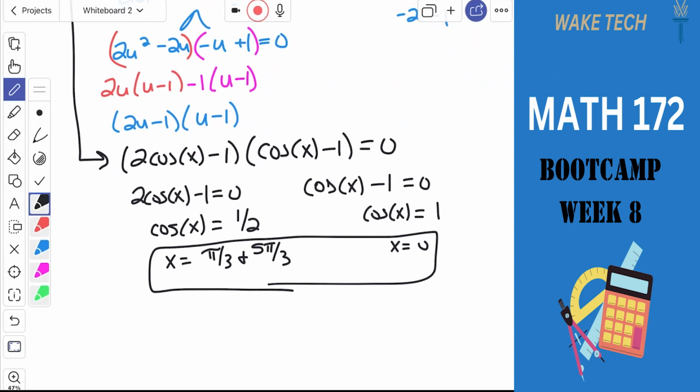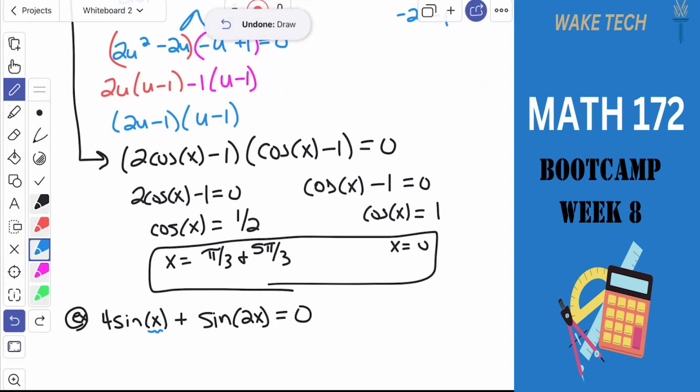So I'll scoot that one up and jot down one more. So let's say we have something like this, 4 sine x plus sine 2x is equal to 0. What we would like is to have all of the same trig functions in the equation, which we do have here, they're all sines. In addition to that, we need the insides of the functions to match as well. Currently, our insides here don't match. We need an identity. There is an identity that can help us. Any thoughts on what identity we might use?